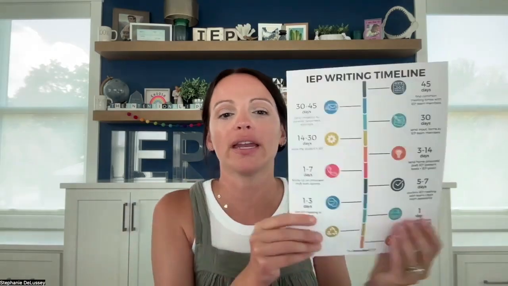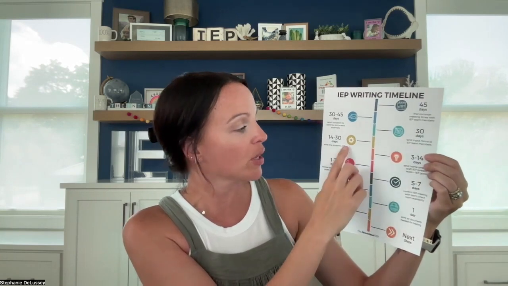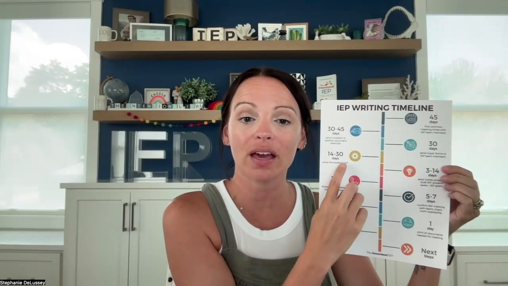So let's talk about it now. Draft IEP. Why did I talk about the draft IEP? 45 days out, we're going to talk about times. 30 to 45 days out, we're sending invitations, we're sending out input forms. 14 to 30 days out is when we're writing that IEP. So after I'm sending this information, I'm scheduling the meeting, that's when I'm going to start writing the IEP.